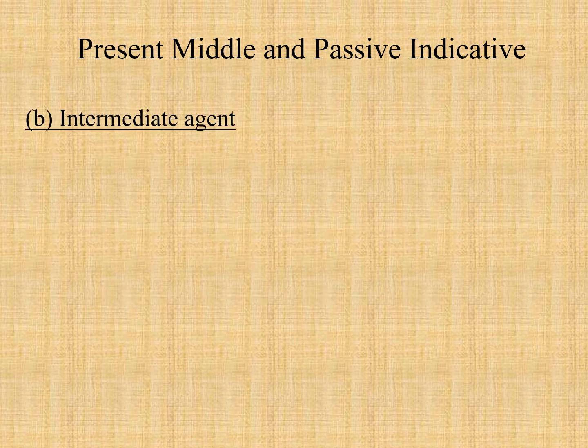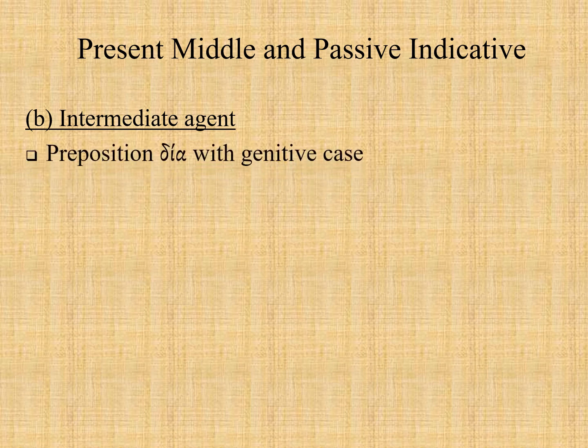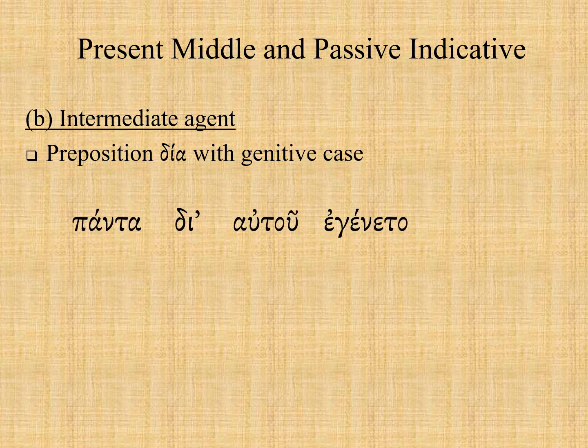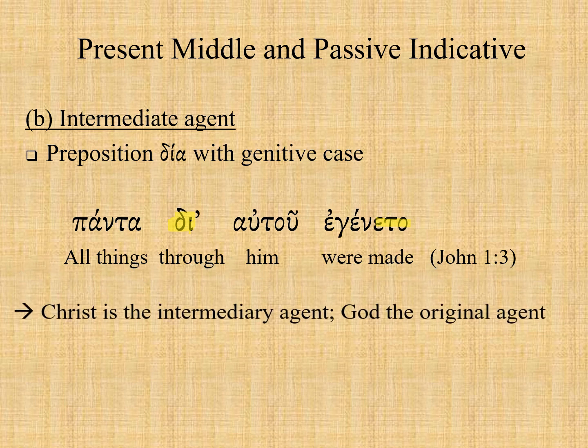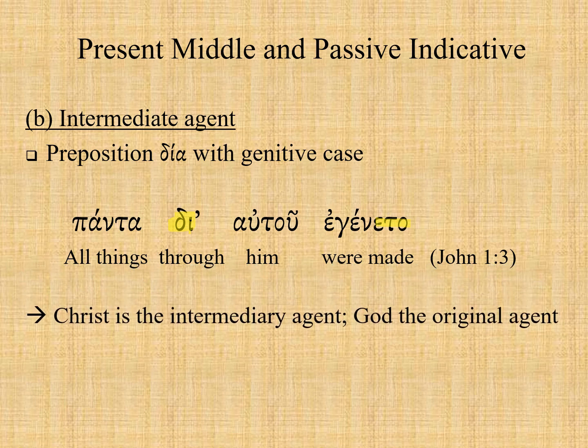So next we have what is known as the intermediate agent. So we're using the preposition dia with the genitive. Panta di autou egeneto. And again, here we have the eto ending to help us recognize the verb as middle or passive. So all things through him were made. So here we have the preposition dia. You see that elision of the last alpha. So don't be confused by that. And the point here is that Christ is the intermediate agent and God the Father is the original agent of creation here.